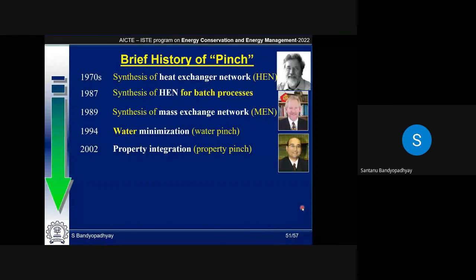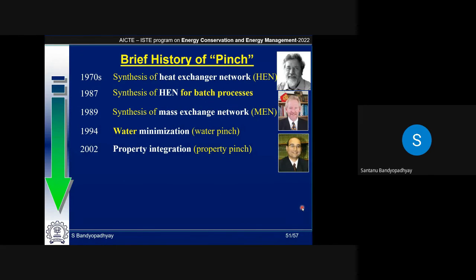He also in 2002 extended this for the property pinch, or property pinch integration, where the property need not be concentration or temperature. You can use something like, as I mentioned, Reid vapor pressure in that solvent recovery problem.